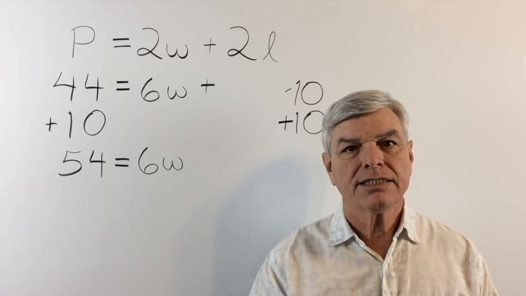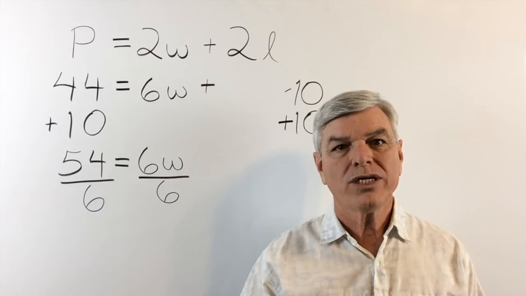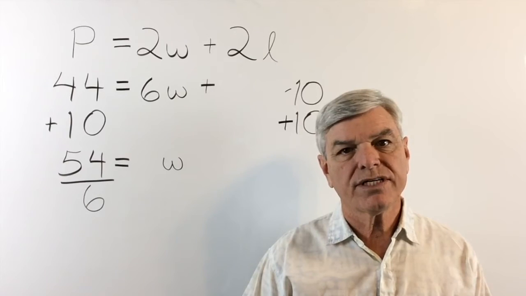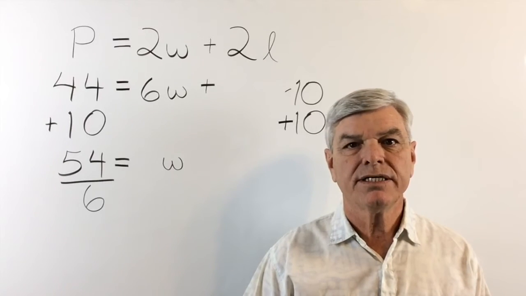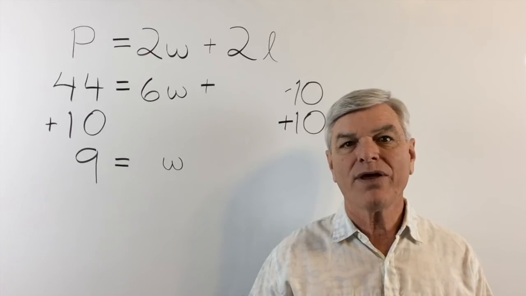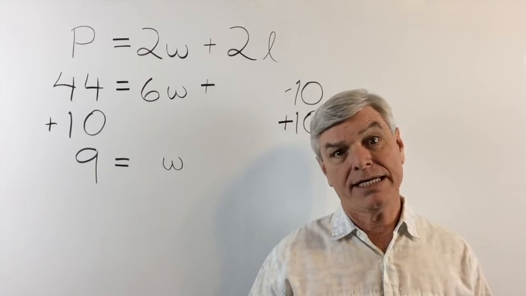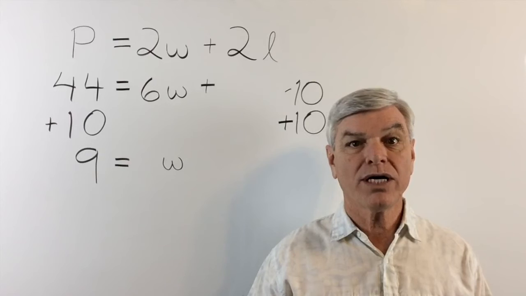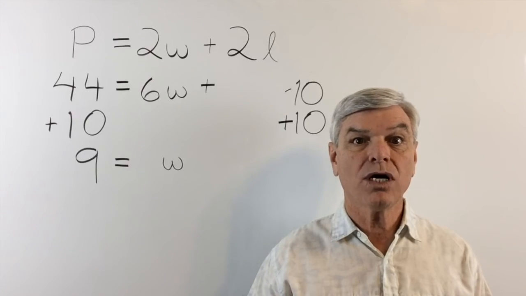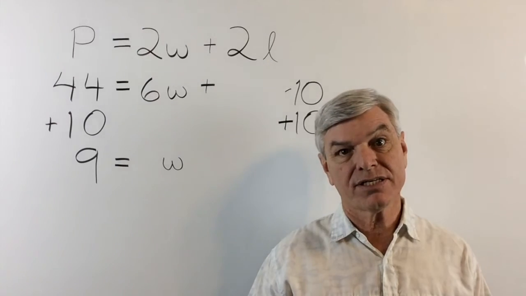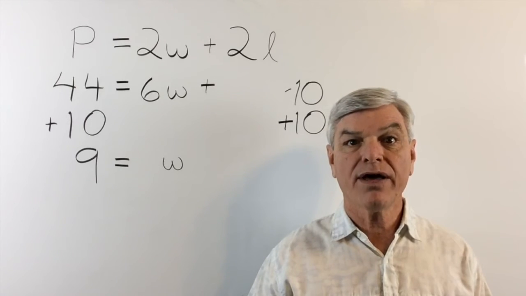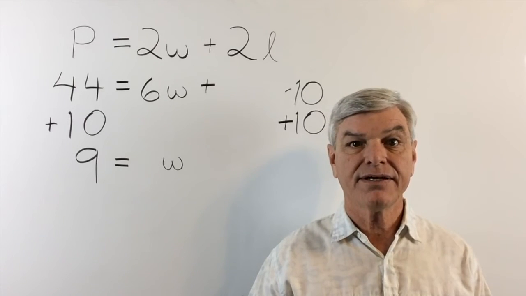And divide both sides by 6, which will isolate our w. And w equals 54 divided by 6, which is 9. Our width is 9. And I don't even need to tell you that that is not our answer. You already went back and read the question again. The question was, what are the dimensions? The dimensions are width and length. We know our width. Let's find out our length.